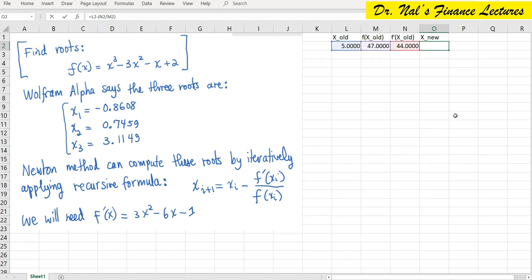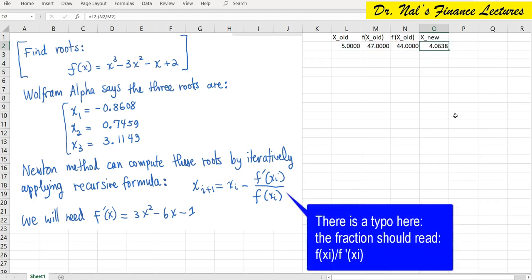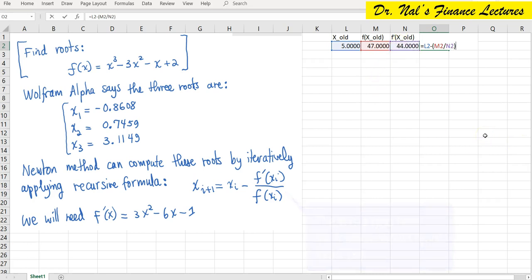Oops, I wasn't expecting that point. Was that what we calculated earlier? I think we calculated 4 point something. Let me see. F prime divided by, oh sorry, the other way around. The formula is wrong. It is really f of xi, so there's a typo here. It's f of xi divided by f prime of xi, so it should be the other way around. There you go. Okay, so this is the number that we found in our earlier calculation.